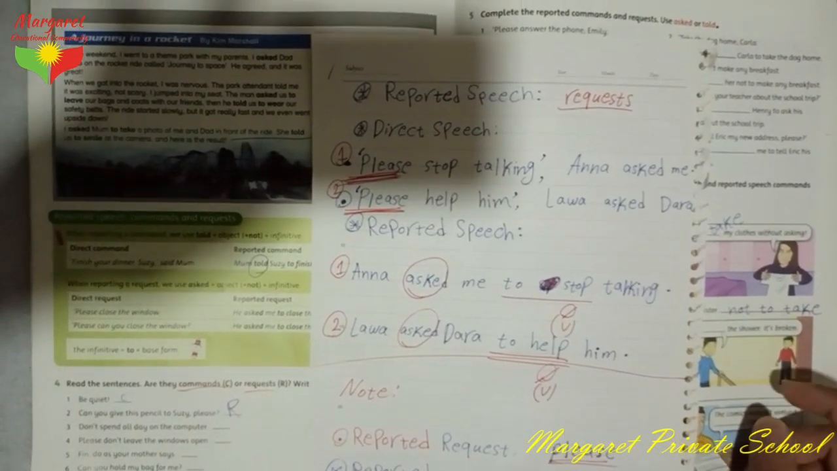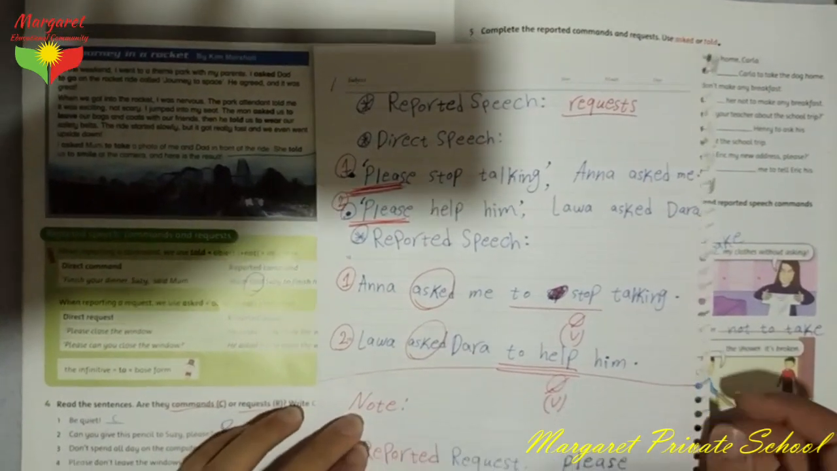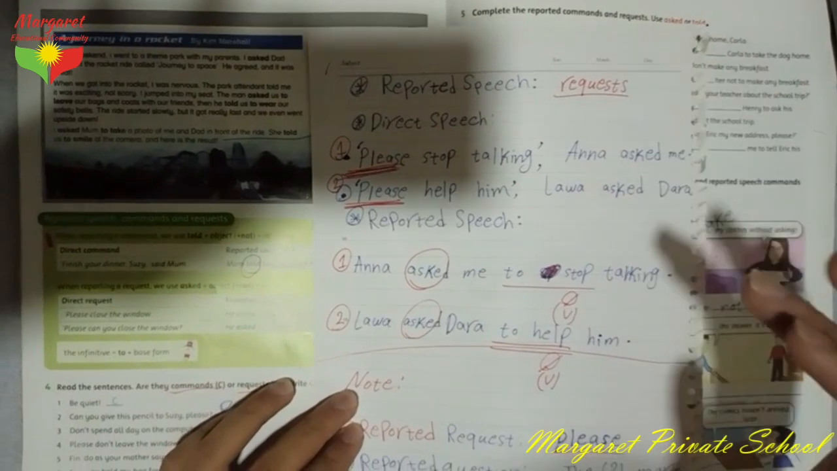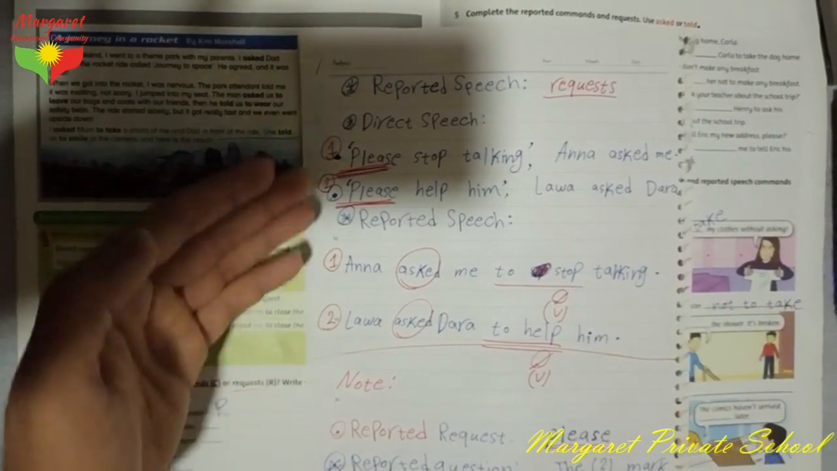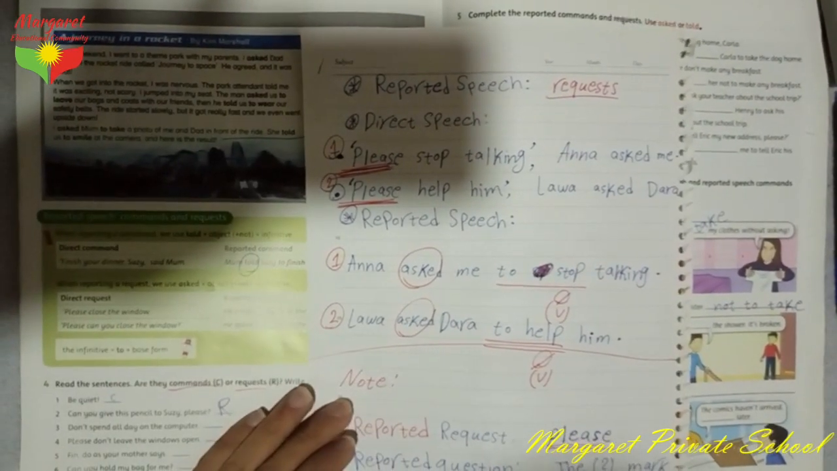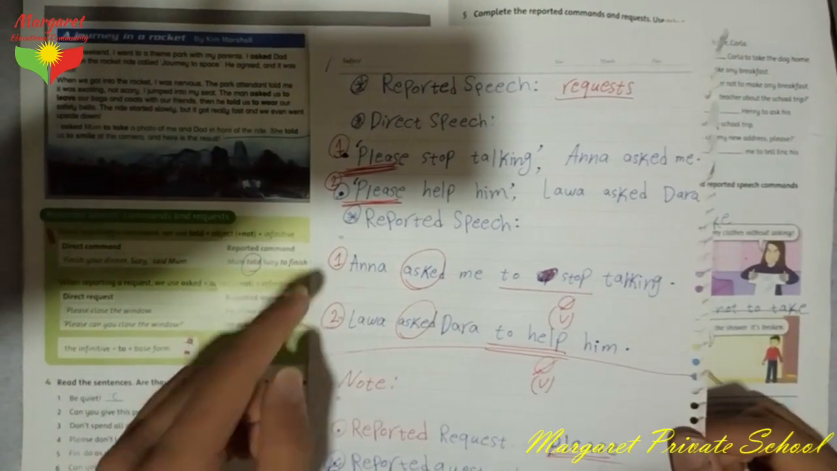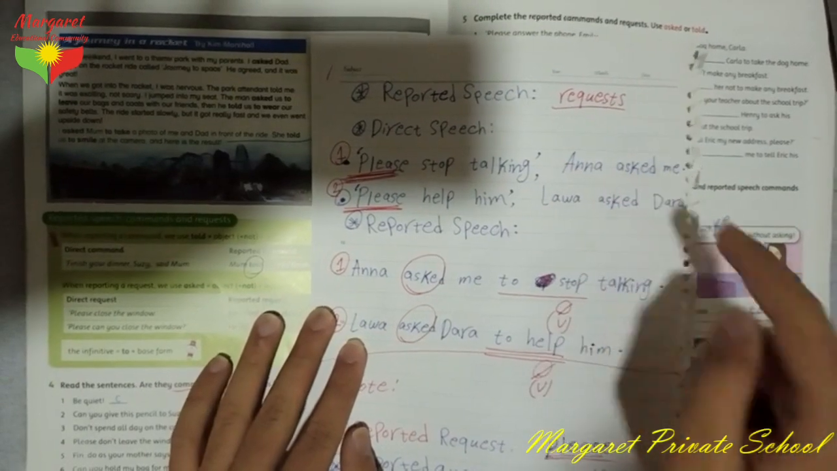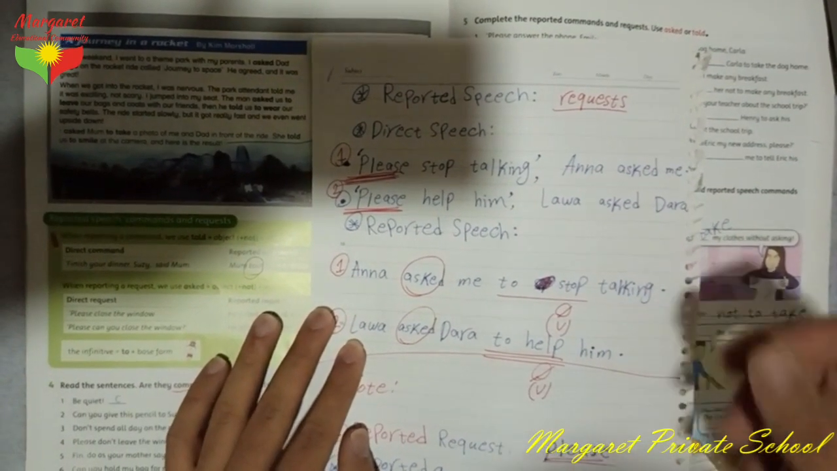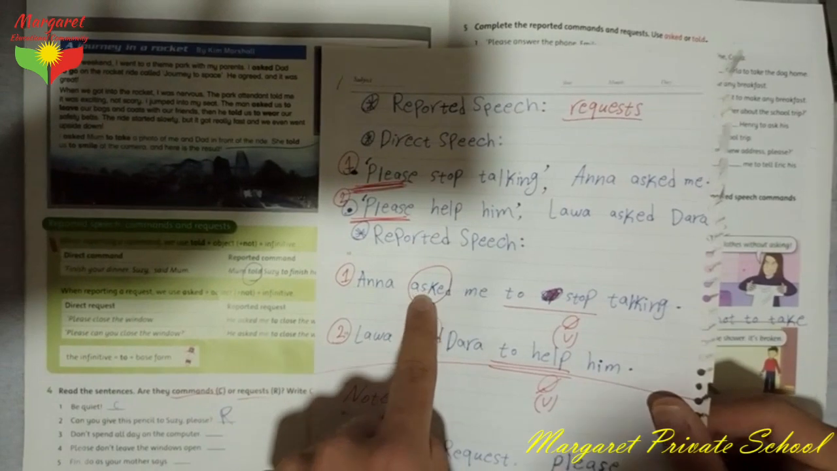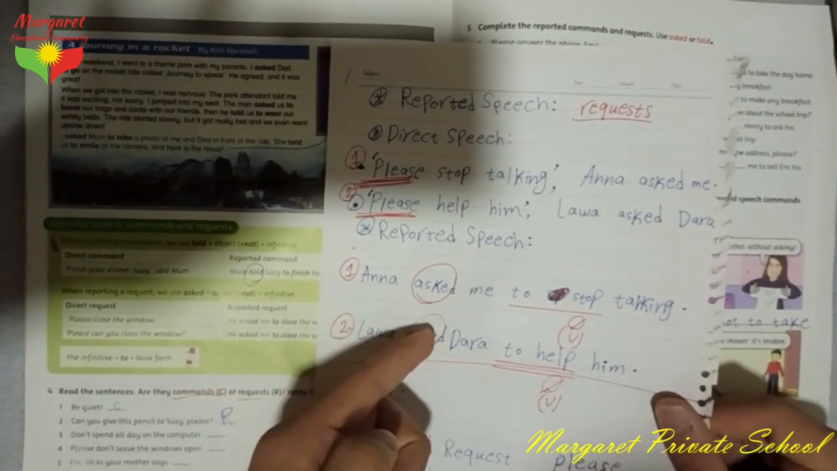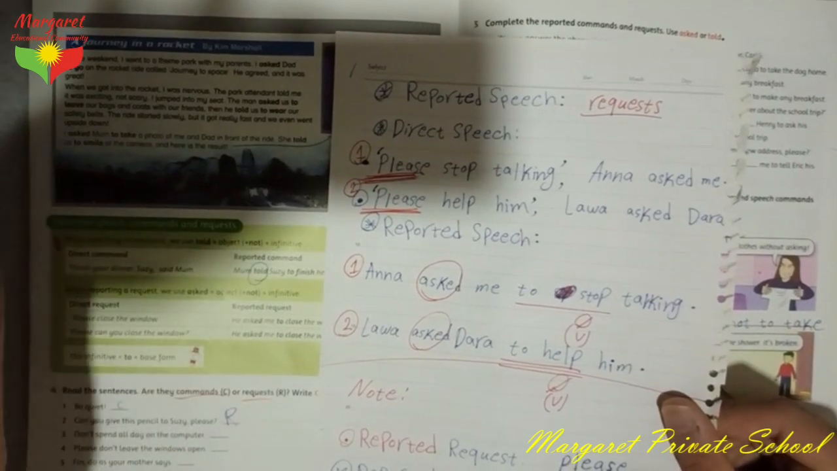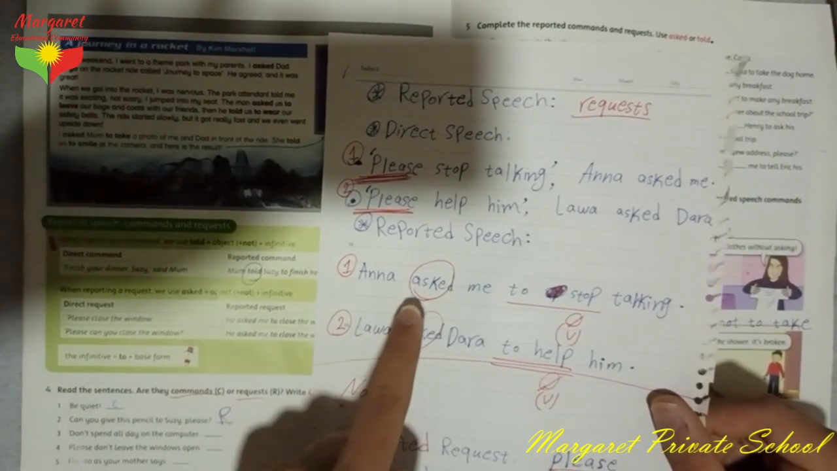And let's find out how to change this reported speech request, how to change the direct speech into reported speech in this type. Guys, the sentence starts with please. "Please stop talking," Anna asked me. And here again we use "asked". But this ask is different from the other ask, because the ask we used in reported speech question was for a question. But this one is for asking someone.